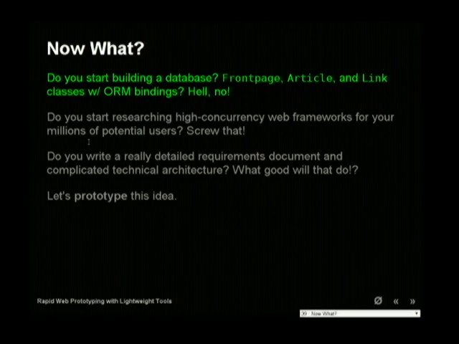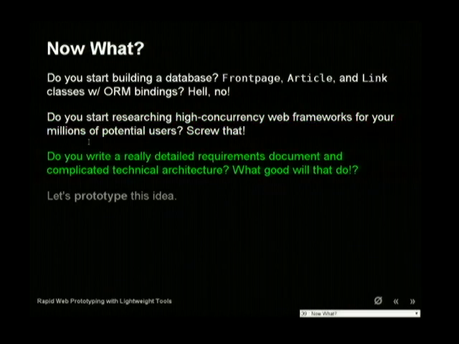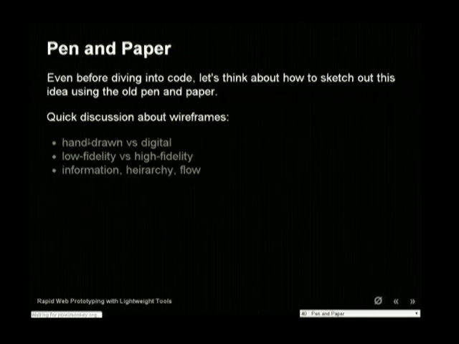Well, I definitely didn't want to start building classes to represent things like front page, article, and link. That's really boring. And I definitely didn't want to start using an ORM. I don't want to start researching high concurrency web frameworks, and I don't want to write a detailed web requirements document, because those are all really boring, and no one actually cares about those. So instead, I'm just going to build it from scratch. My first step for building it is pen and paper, which is the part you guys are going to help me with.